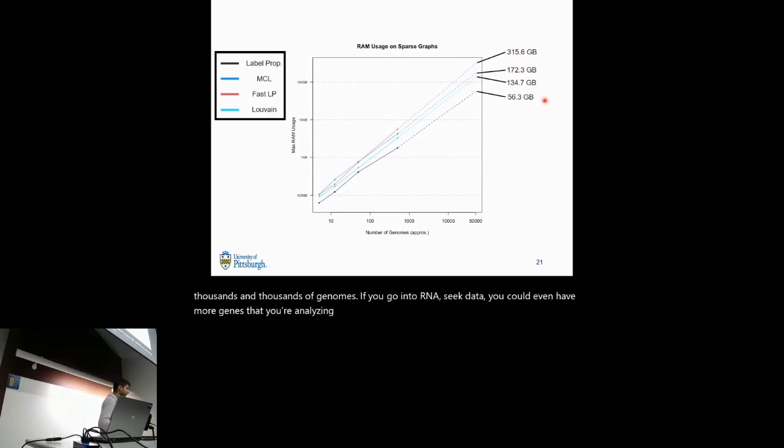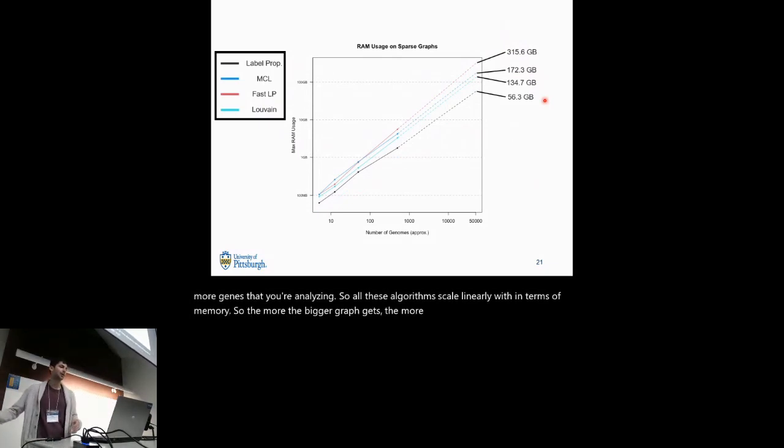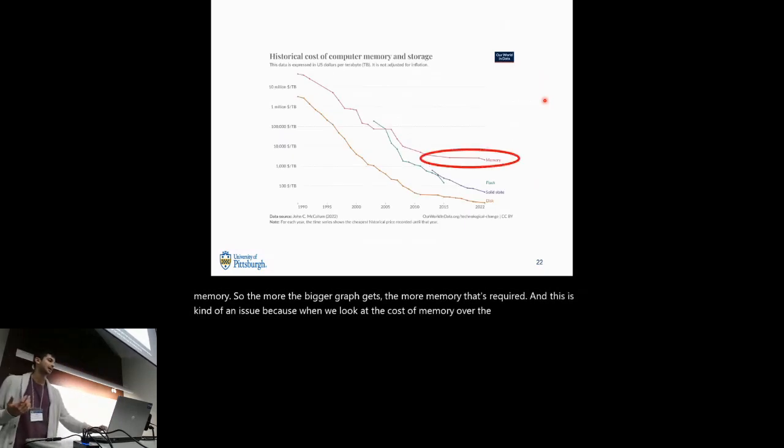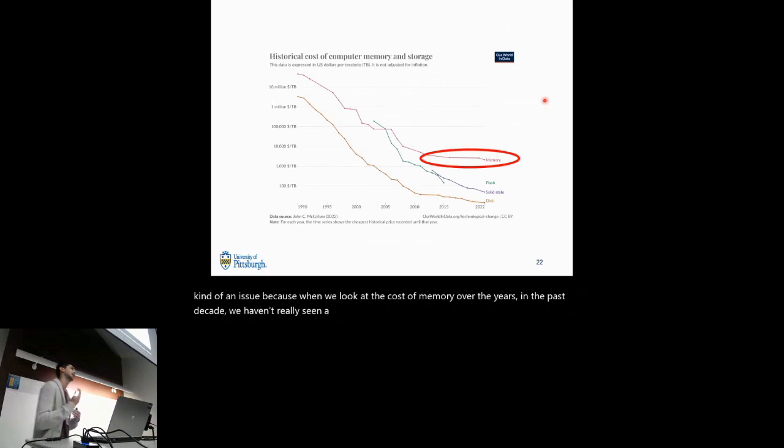So all these algorithms scale linearly in terms of memory. So the bigger your graph gets, the more memory that's required. And this is an issue because when we look at the cost of memory over the years, in the past decade, we haven't really seen a change in how much RAM costs.